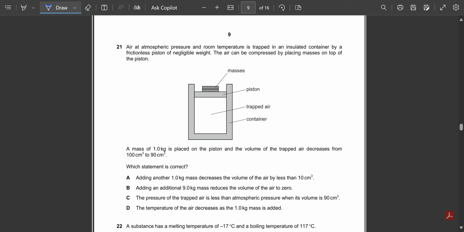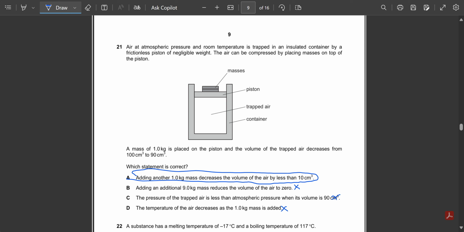We'll see whether I'm doing it right. Addition of an additional 9 kg mass will reduce the volume of air to 0. No, it's not. So that's incorrect. The pressure of the trapped air is less than atmospheric pressure when its volume is 90. No, it is more than atmospheric pressure. The temperature of the air decreases by 1 kg. No, that's wrong.